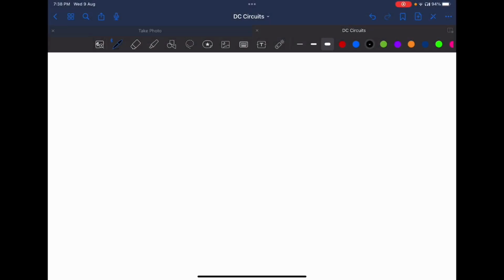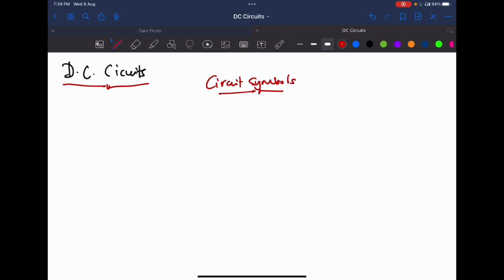Okay, in this video we're going to look at DC circuits. Right. So first we need to look at the circuit symbols. Right. So what is this?